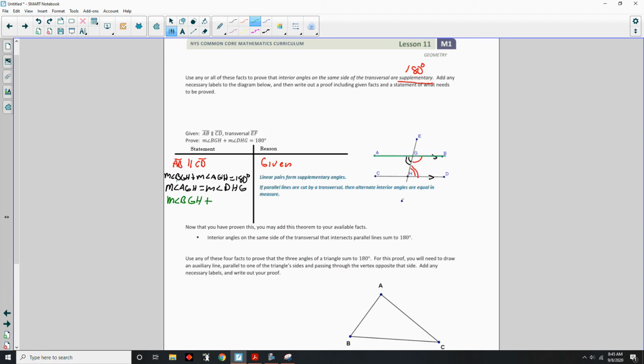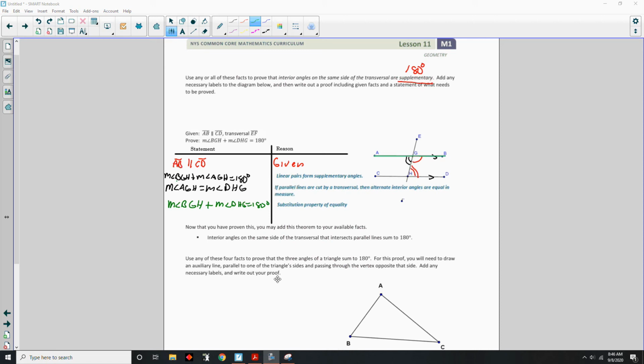plus, well, I have AGH here. AGH is equal to DHG. So instead of writing AGH again, I'm going to change it to the measure of angle DHG equals 180 degrees. And the reason: substitution property of equality. So BGH plus AGH equals 180, and AGH equals DHG. So I can replace AGH with DHG, and that's how we got it.